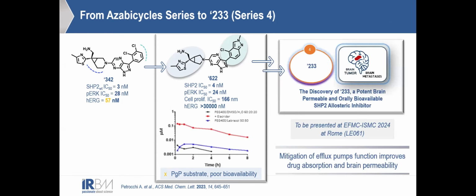Okay, again, we started the game and started to do all the modifications in all the different regions of this molecule, and this was successful, leading to the identification of compound 233. As I told you before, this compound is really potent, it's permeable, which is the first characteristic different from the competitor, and it also shows efficacy in a brain tumor model, in particular in glioblastoma. The result of this discovery will be presented at the EFMC in Rome in September. And the main fact here is we are able to mitigate the liability, improving the drug exposure and brain permeability.